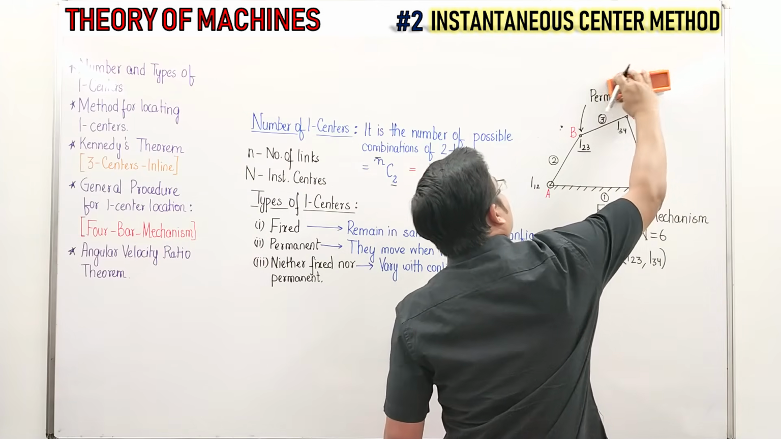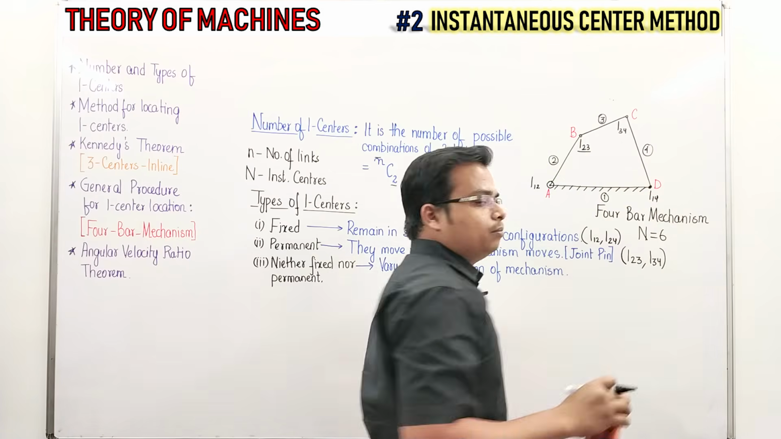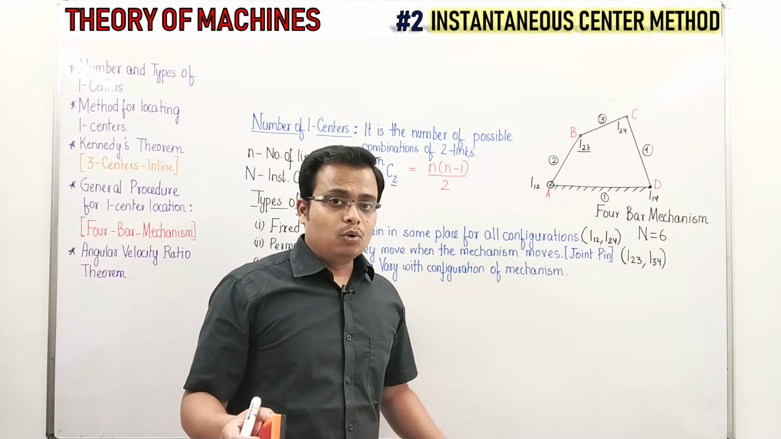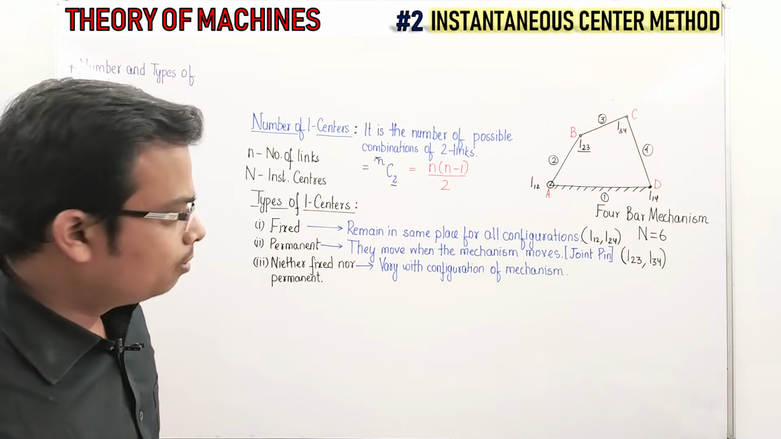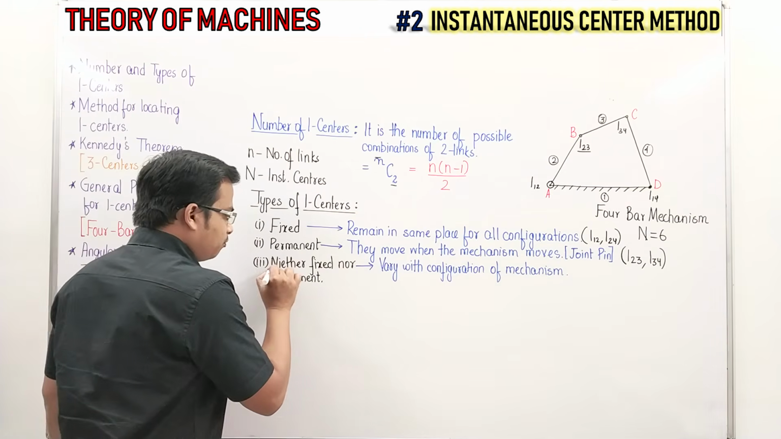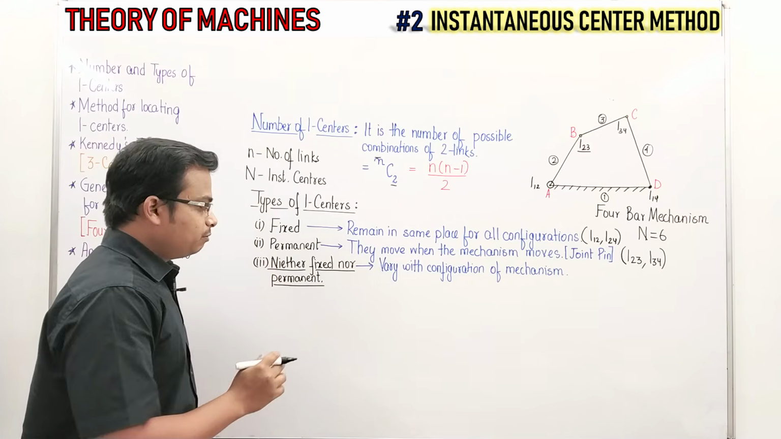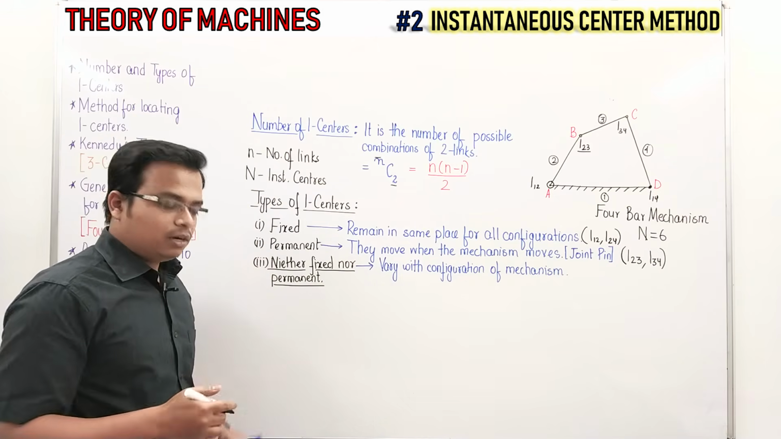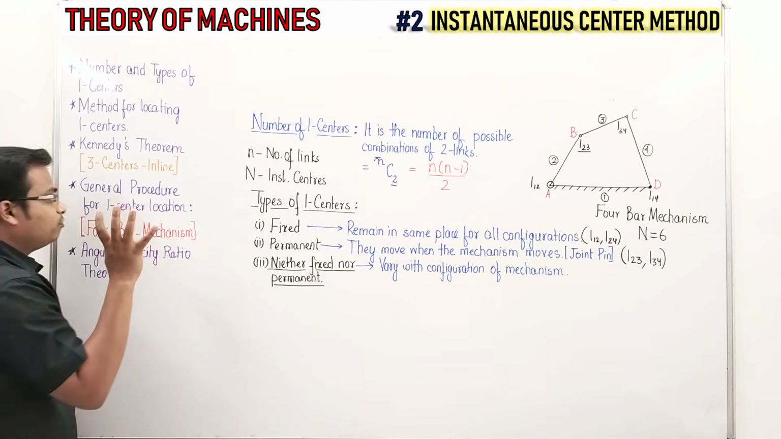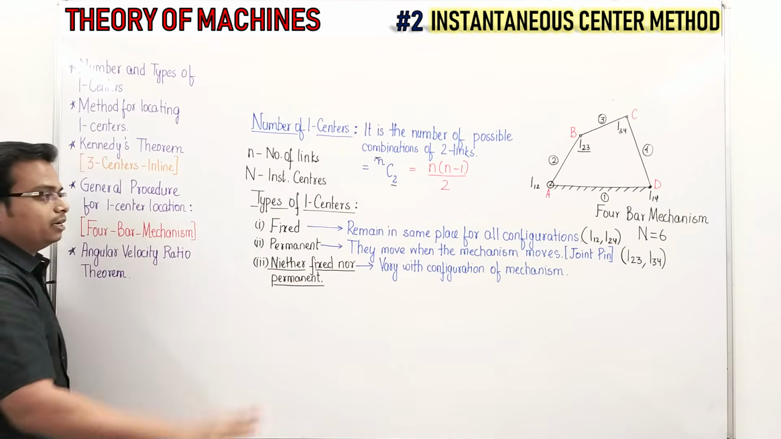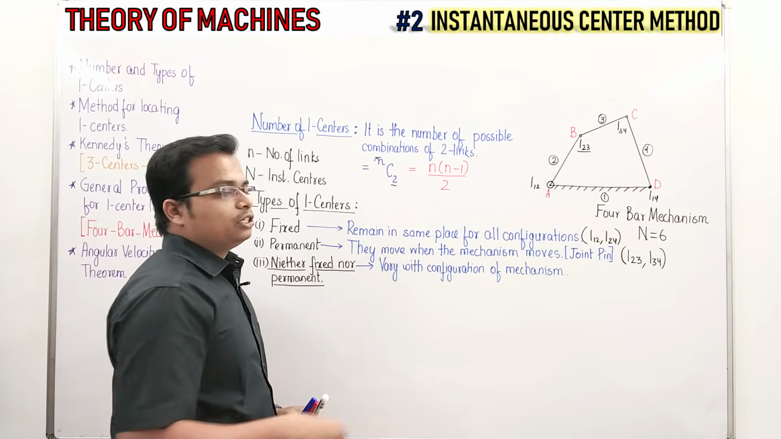So that was all about permanent eye centers, and that was all about fixed eye centers, and both of them can be easily located with the help of simple visualization by inspection only. Now I'm going to talk about this very important eye center, without which the problems cannot be solved. This is a bit tricky, and I'll let you know all of that in detail in this article. These actually vary with the configuration of the mechanism.